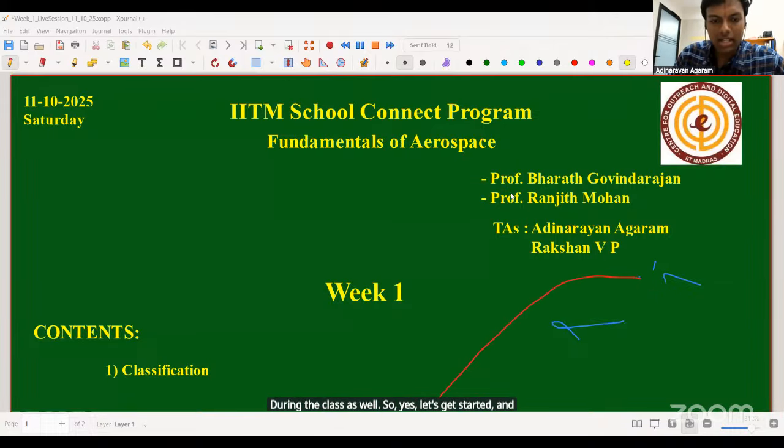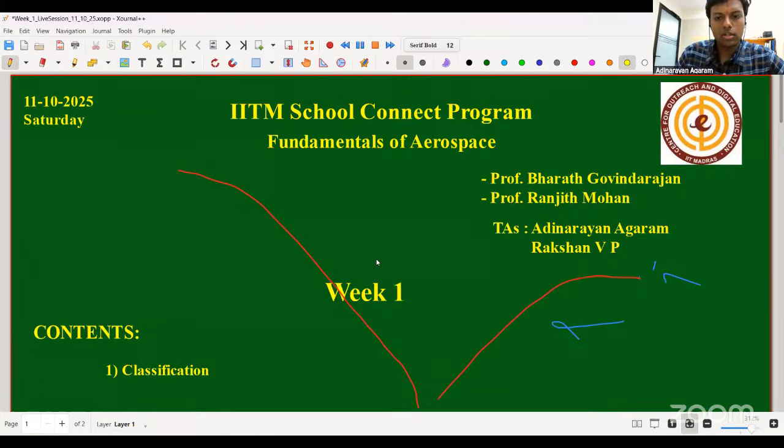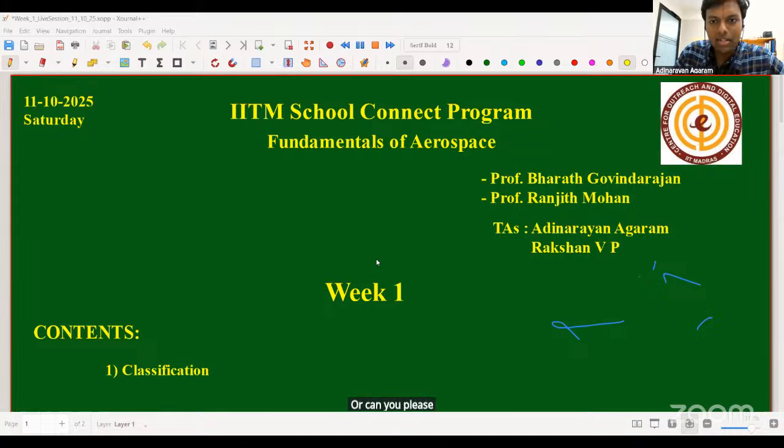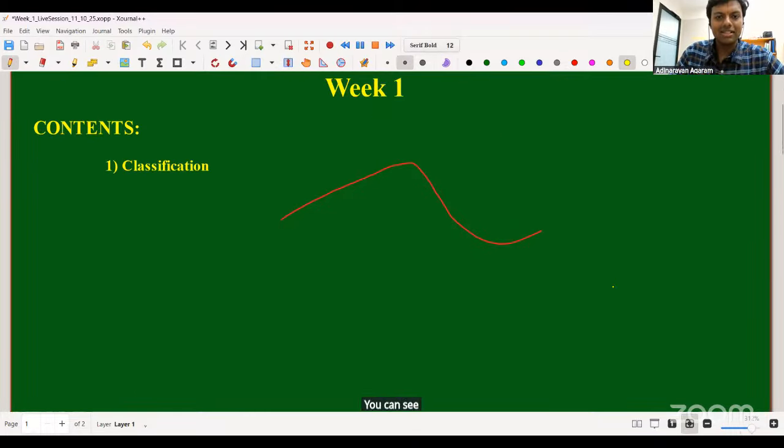And I'd request you to not annotate on the page once again. Can you guys please stop annotating? Yes. So better, you can see your name. So let's not do this. Fine. So let us start off.